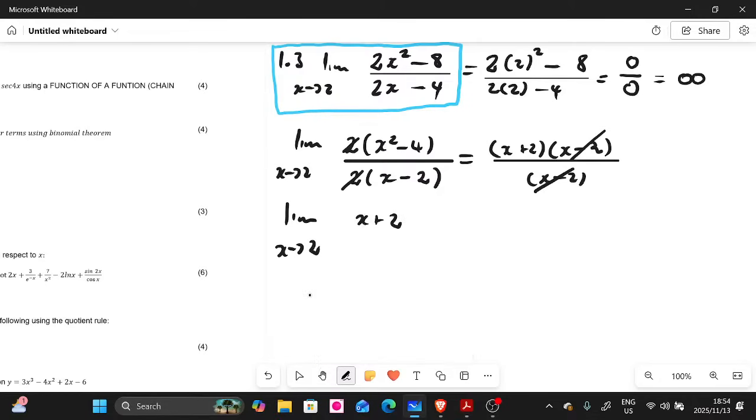Now that it is simplified, we can do direct substitution again. So when you do direct substitution, wherever there is x, we are going to put 2. So it's going to be 2 plus 2. This is going to give us 4. There is our answer there.